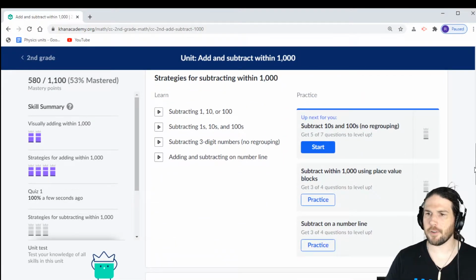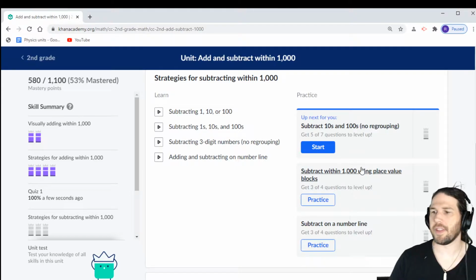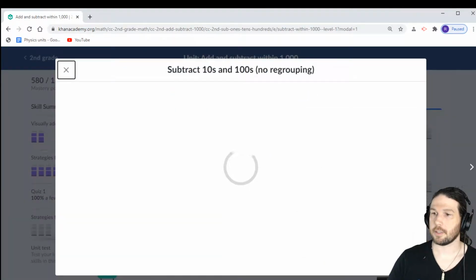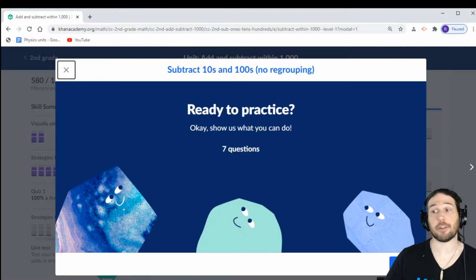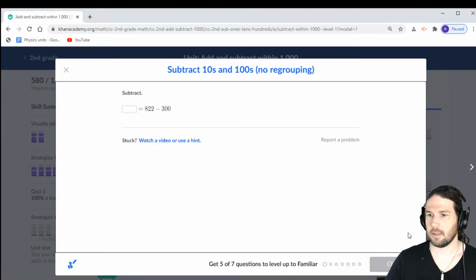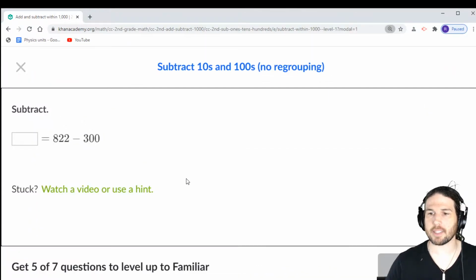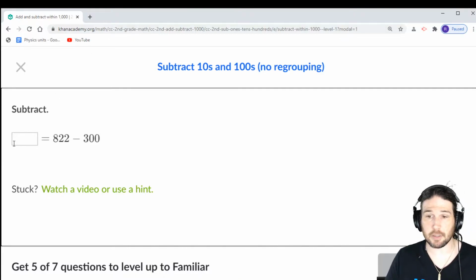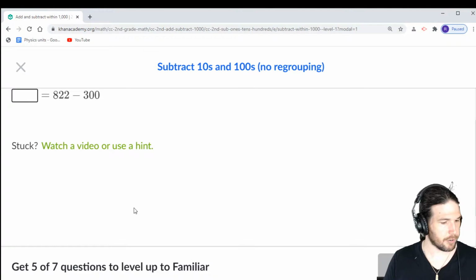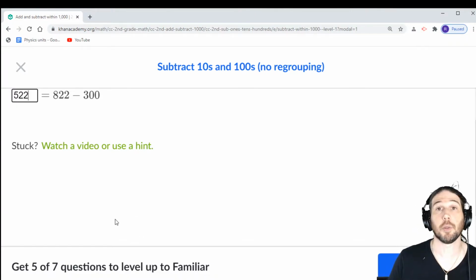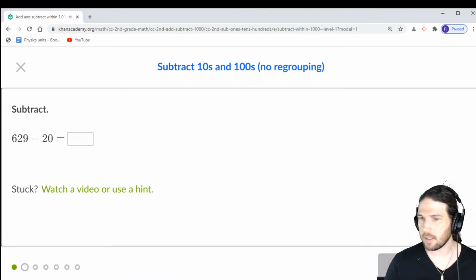All right, let's move on to subtracting within 1,000. Starting with no regrouping, this should be very, very quick. I've already talked about this a lot, so I'm not going to really dig deep into why I'm doing the things that I do. 822 minus 300 is 522. The only thing we're doing is subtracting the hundreds.